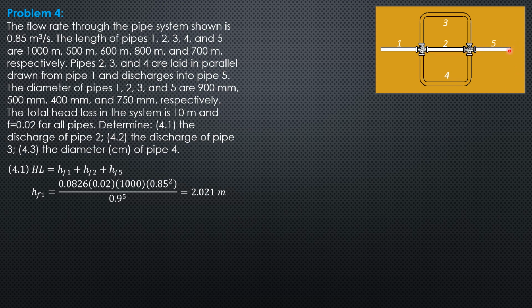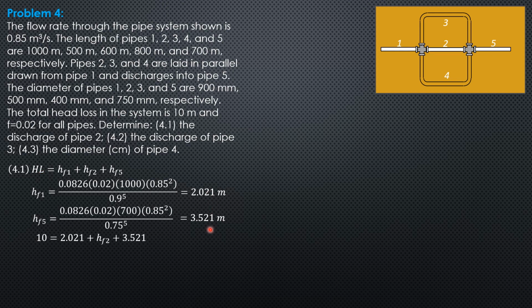We can also compute HF5 because the discharge is also 0.85. So HF5 is 0.0826, 0.02, length of pipe 5 is 700, discharge 0.85 squared, diameter of pipe 5, 0.75 raised to 5. So it is equal to 3.521 meters. Substitute here where total head loss is 10. 10 equals 2.021 plus HF2 plus 3.521. So HF2 is 4.458 meters.